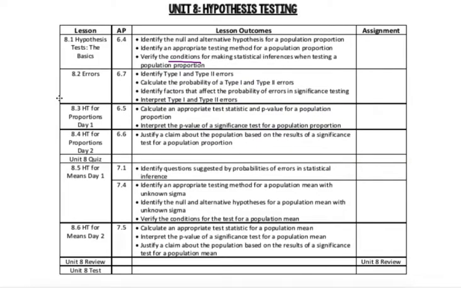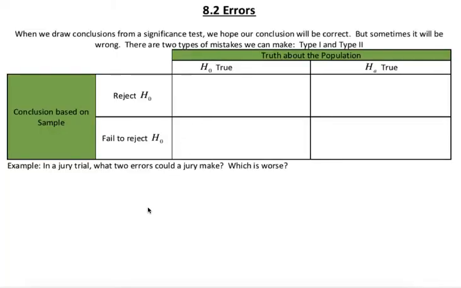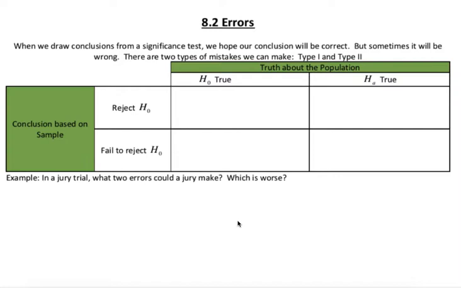And so we are on our second day of 8.2, a little blurry here, but we are going to identify type 1 and type 2 errors, as well as calculate probabilities and factors that go into affecting the probability of these errors. So when we draw conclusions from a significance test, we hope that our conclusion will be correct, but sometimes we are going to be wrong. There are two types of mistakes we can make, a type 1 error or a type 2 error.